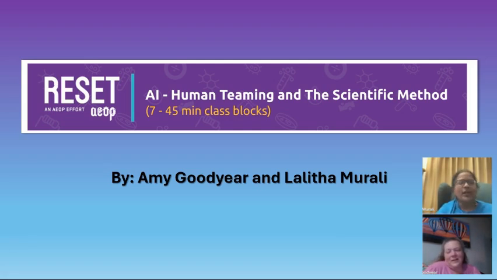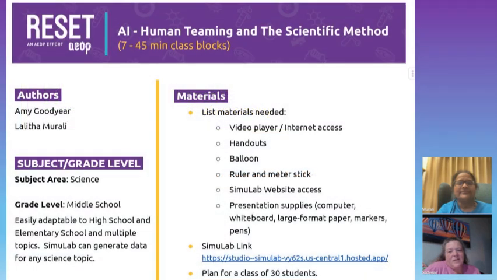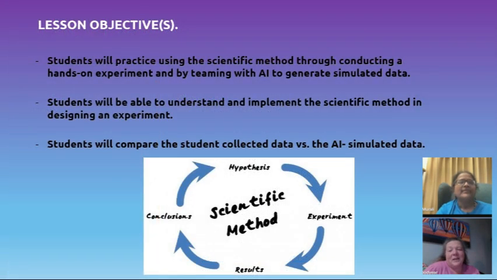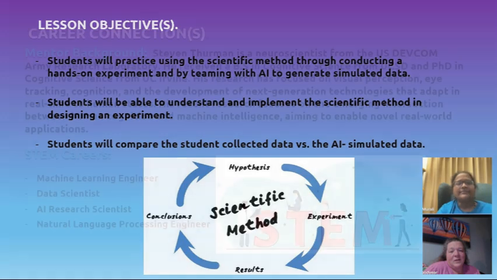I had a fabulous opportunity to collaborate with Amy to create a 745-minute lesson plan on AI human teaming and the scientific method. This lesson is geared towards middle school, but easily adaptable to high school level, and has a limited supply list, so it's inexpensive to do. The most important thing you need is a computer for the SimuLab link. The basic objective is learning about the scientific method and also the SimuLab, and generating data, compare and contrast.